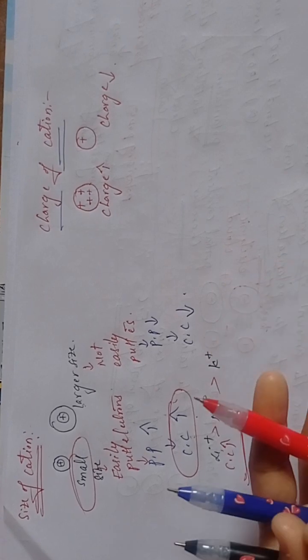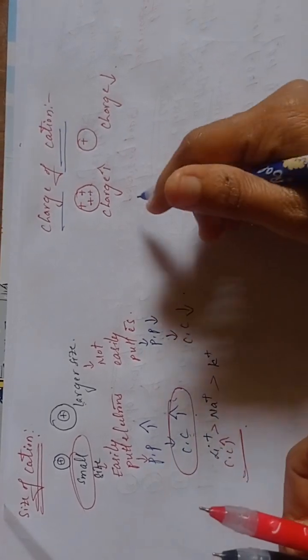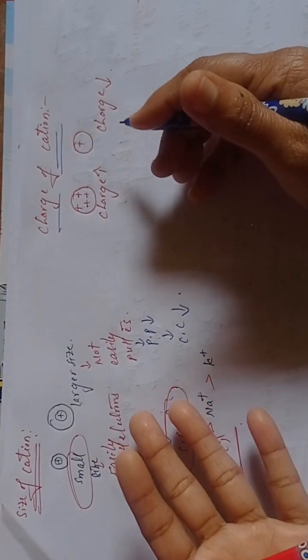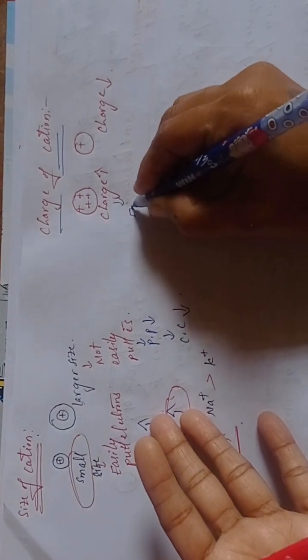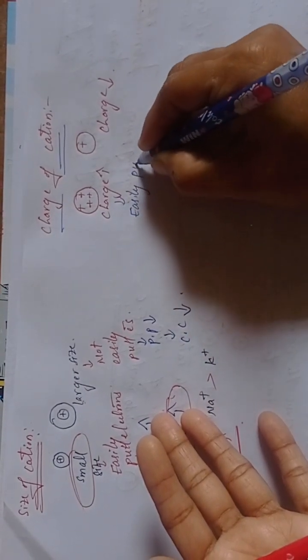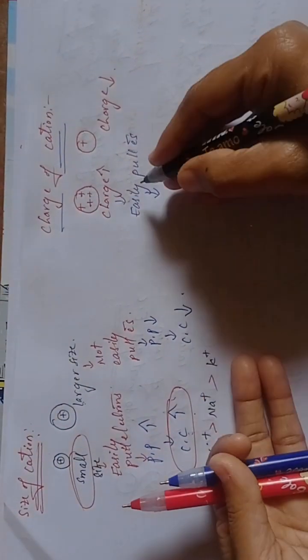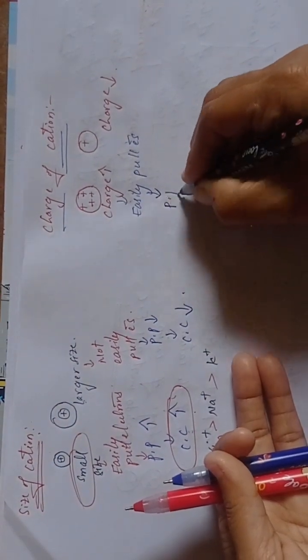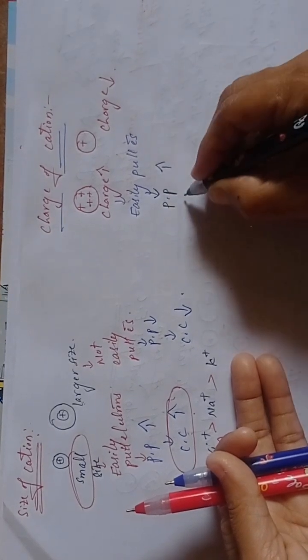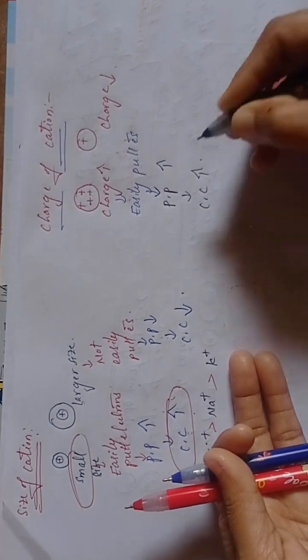If the charge is more, then what will happen? With smaller size, the effective nuclear charge is more, so it can easily pull the electrons. Easily pulling the electrons means what can we say, students? Polarizing power is more, so covalent character is also more.